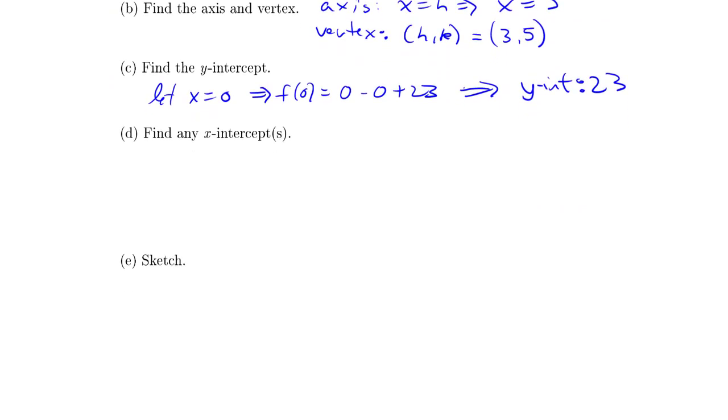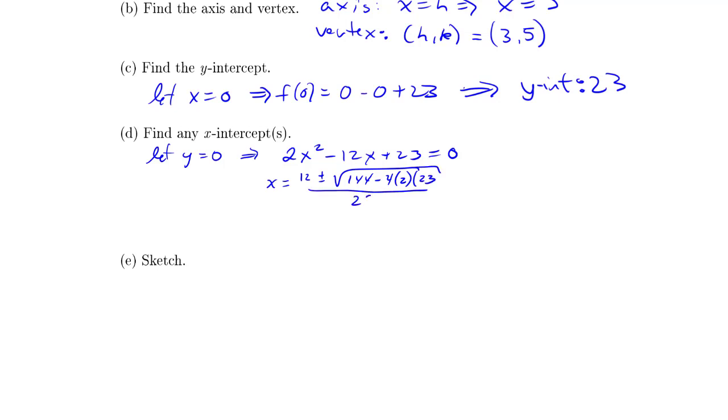For the x-intercepts, of course, I want to let y equal 0. And again, I'm going to use that original form and just say that this means that 2x squared minus 12x plus 23 is 0. Okay, so now there are lots of different ways I can solve this. I can go ahead and use the quadratic formula. So x is negative b, so positive 12, plus or minus the square root of b squared, which is 144, minus 4 times a, which is 2, times c, which is 23, over 2a, which is 2 times 2.